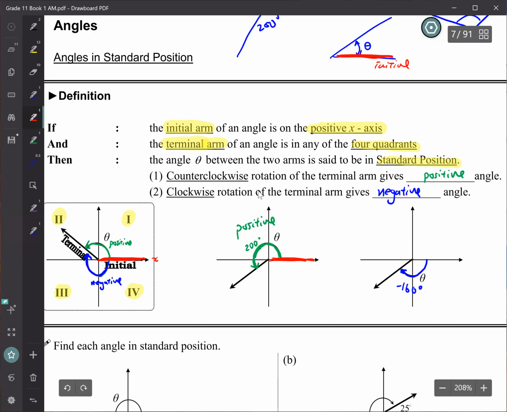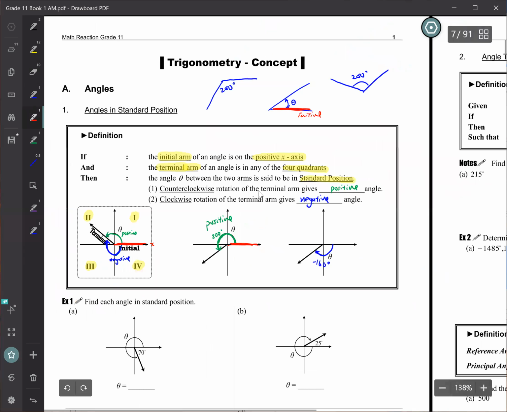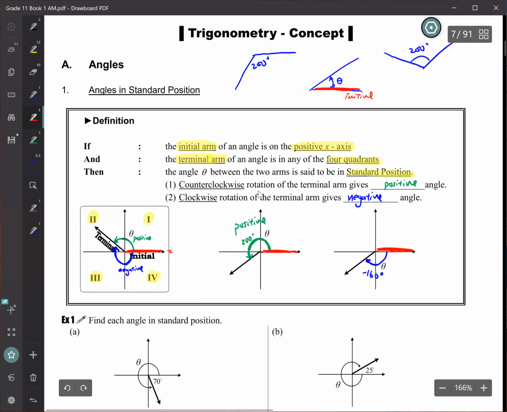But they all start at the same place. The initial arm is all the same. Can you raise your hand if you don't have any questions so far?